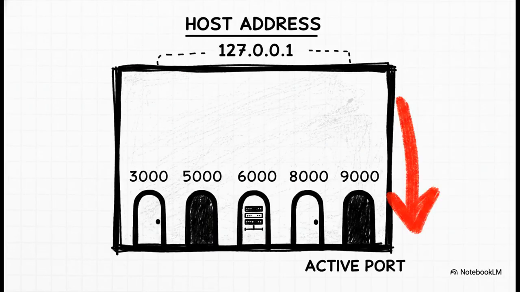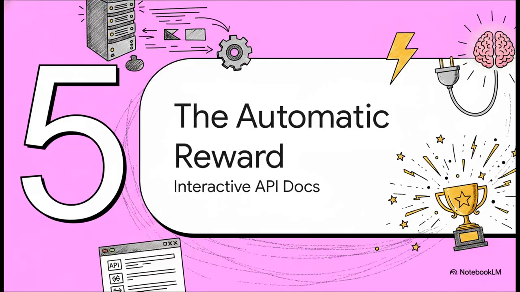And finally, we have --port. So if the host is the street address, the port is the specific apartment number. It's how you can run multiple different servers on the same machine without them getting their wires crossed. Uvicorn defaults to port 8000, which means when you run it, you'll find your app at http://127.0.0.1:8000.